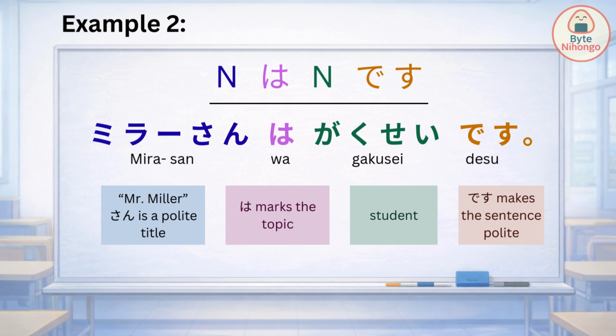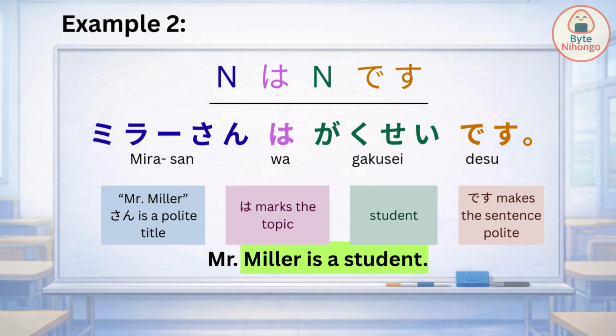Now, let us look at another example using the same pattern. ミラーさんは学生です。 Let us briefly break this one down as well. ミラーさん means Mr. Miller. The word さん is a polite title added to a name. Wa marks the topic. 学生 means student. です makes the sentence polite. So the sentence means Mr. Miller is a student.